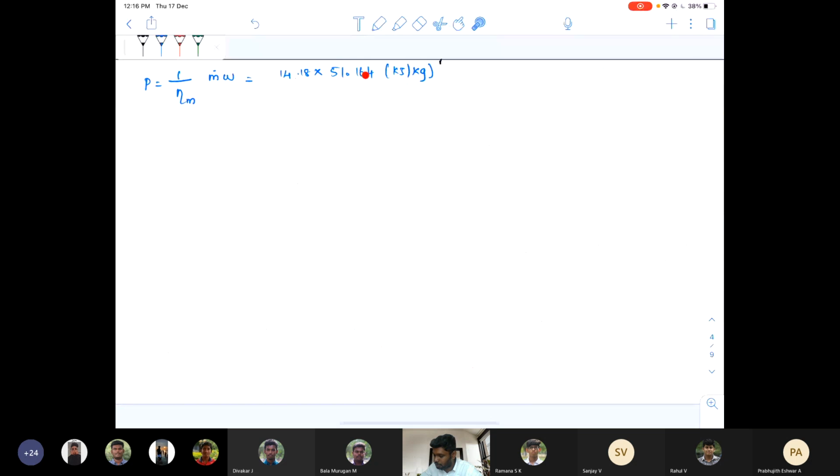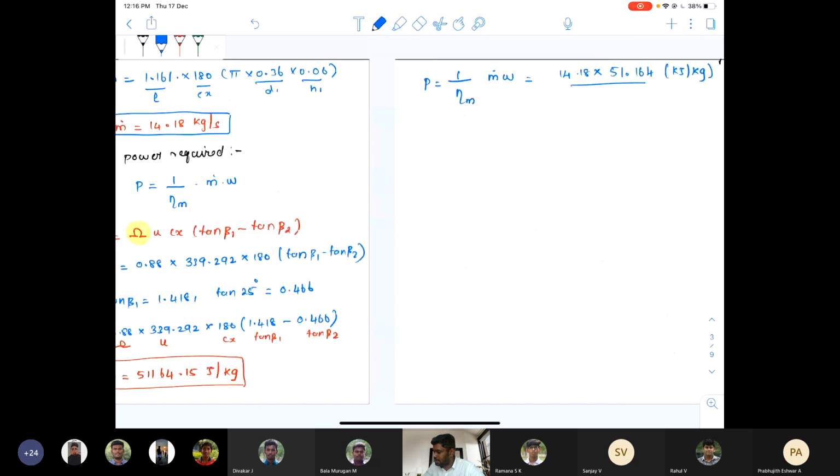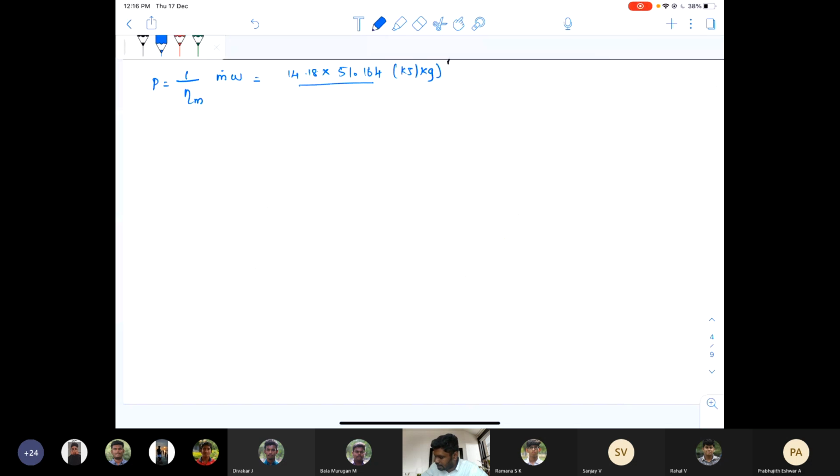This is divided by the mechanical efficiency, eta m, which is 96.7%. Substituting 96.7% as 0.967, you can attain the value of P equal to 750 kilowatt. Okay, this is how you can find the value of the power required.